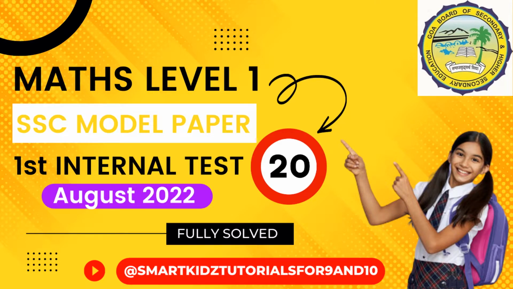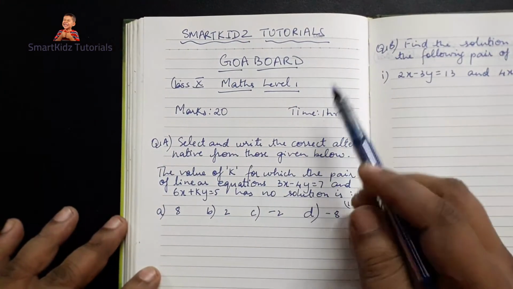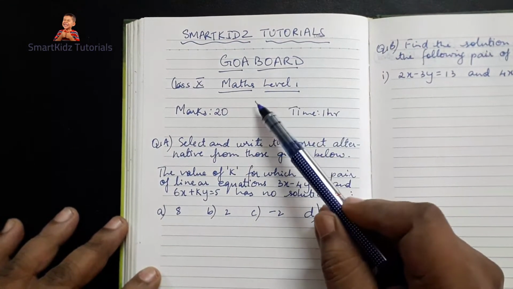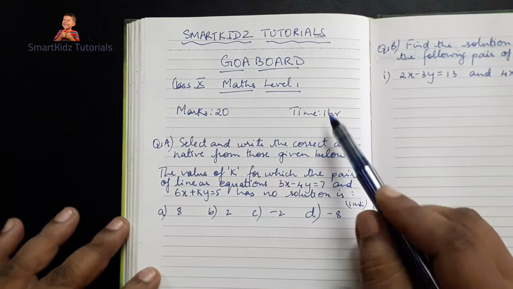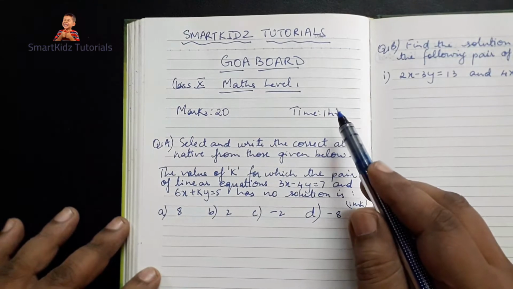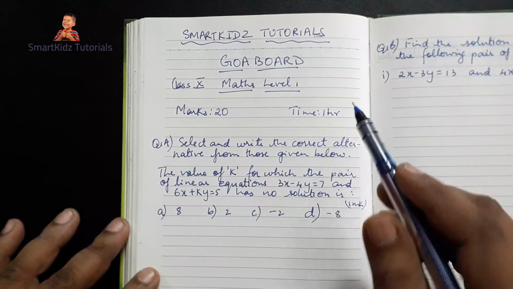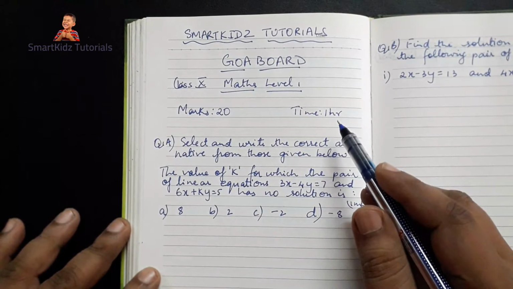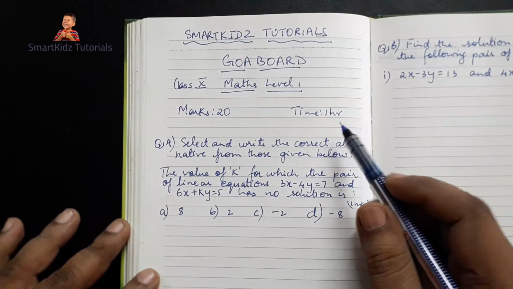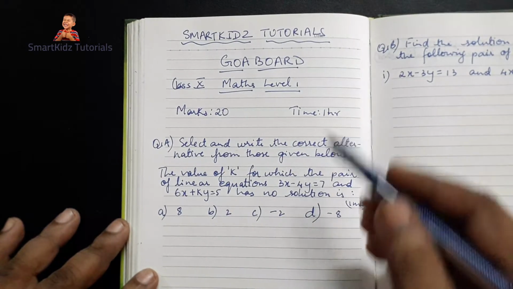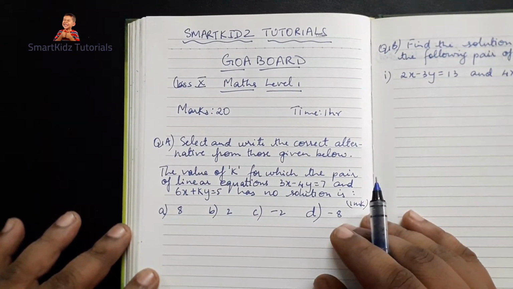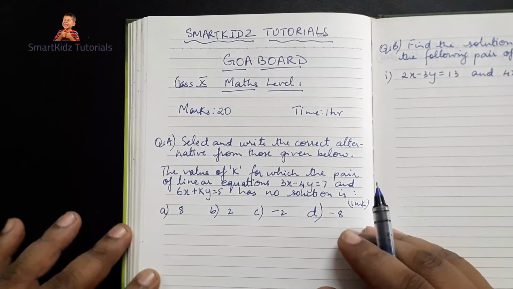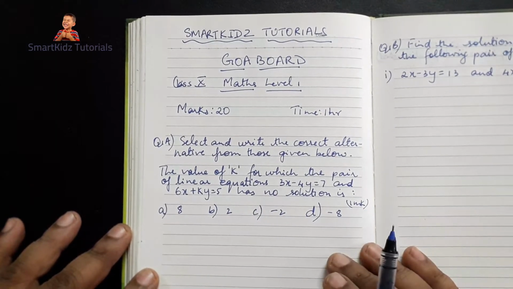In this video we will be solving Goa Board's model paper for Maths Level 1 for Class 10. It will be for 20 marks, 1 hour, for the academic year 2022-2023. This is the first formative exam that will be somewhere in August, and Goa Board has given this model paper for you to practice and improve yourself in maths and also gain marks in the exam.